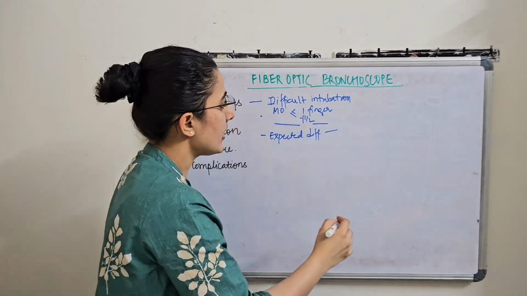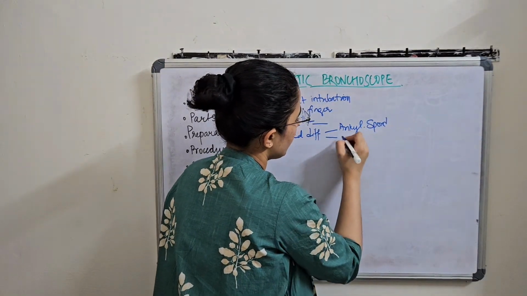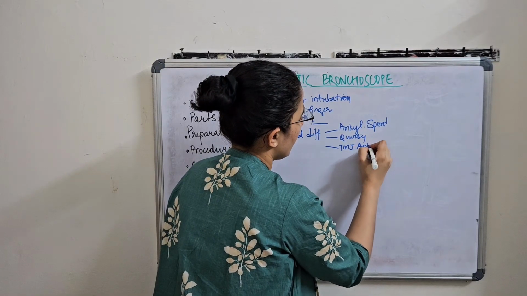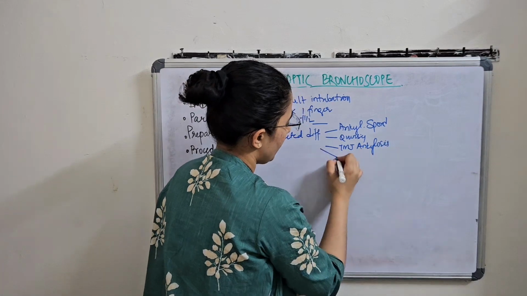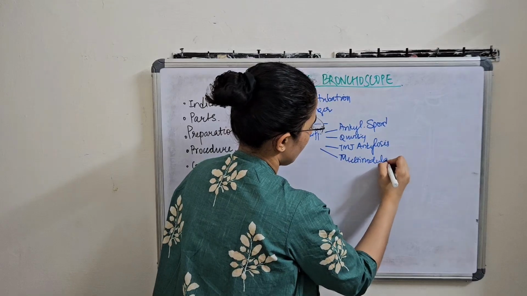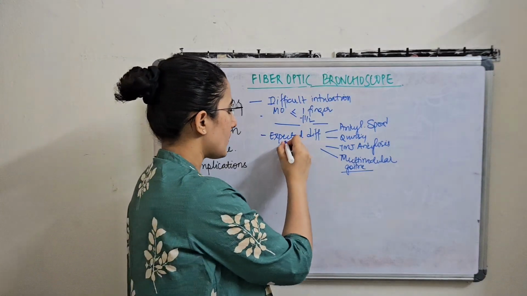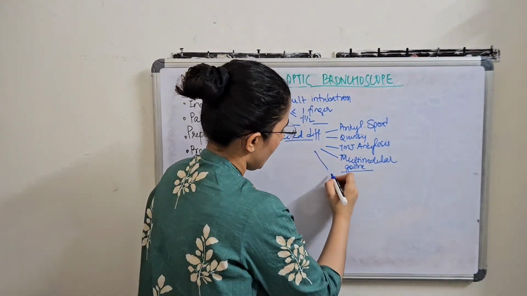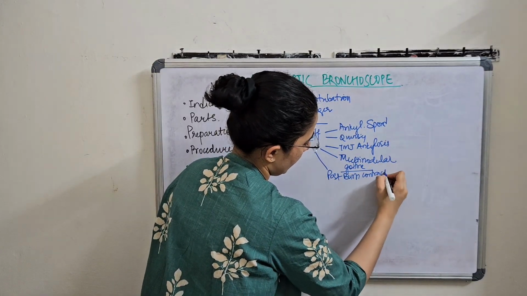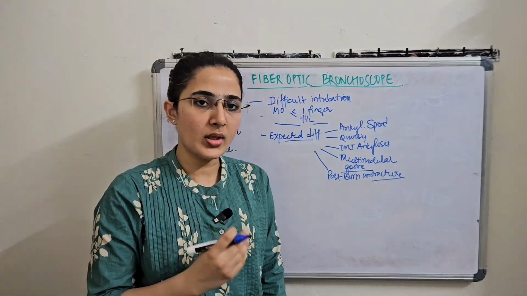In patients like ankylosing spondylitis, patients with quinsy, patients with temporomandibular joint ankylosis, or patients who have a huge multinodular goiter which is compressing the trachea and causing tracheal deviation. So these are the expected difficult airways. Or patients with post burns contracture, with a fixed flexed neck, we have to use a fiber optic intubation. So this is also one of the uses.